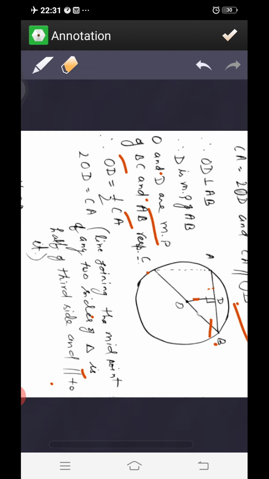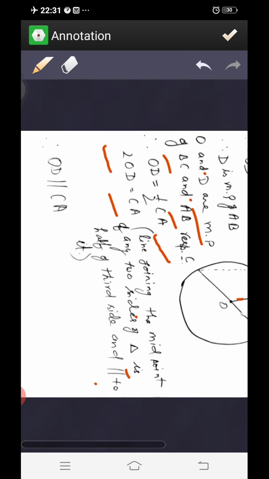The third side is AC. So OD equals half AC. Just doing cross multiplication, 2OD equals CA. The first part we have proved, 2OD equals CA. The last statement says half of the third side and parallel to it. So from this property, OD is parallel to CA.